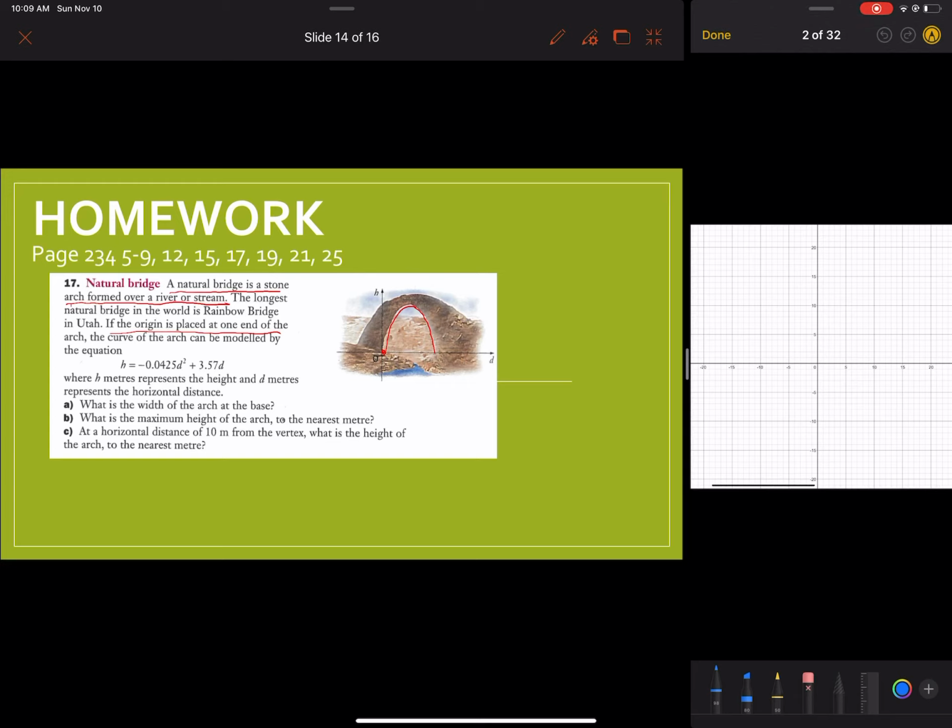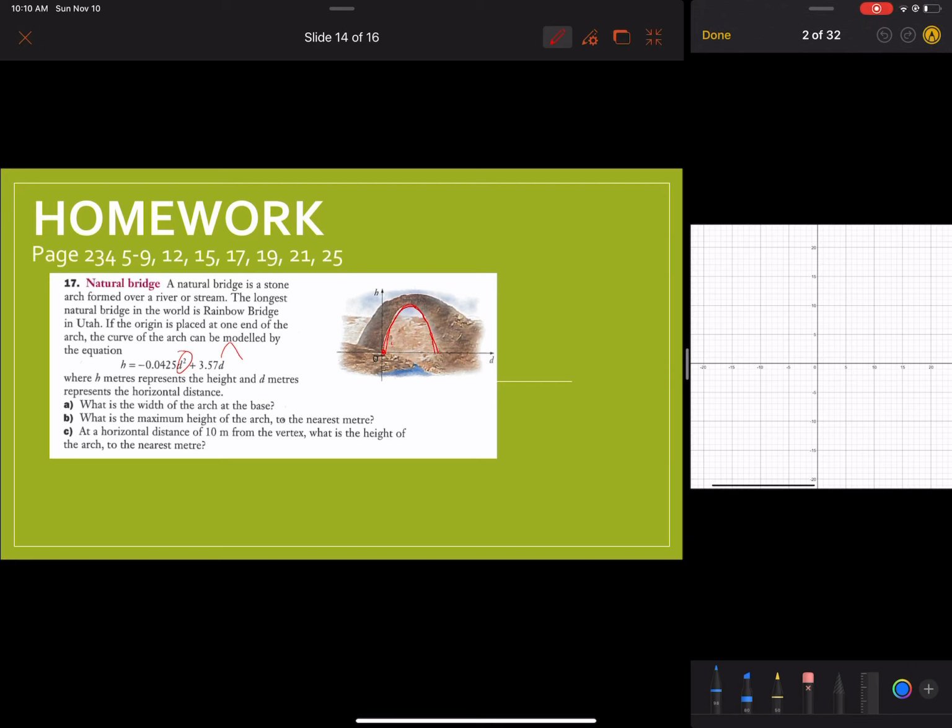The curve of the arc can be modeled by the equation. And they're trying to tell me that that's the equation. See this negative? That pretty much describes it as being upside down. And the fact that there's a square here indicates that it's a quadratic. It's right there. So being quadratic makes it a parabola.